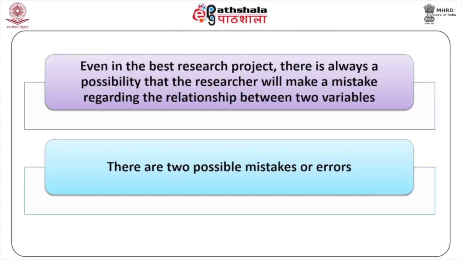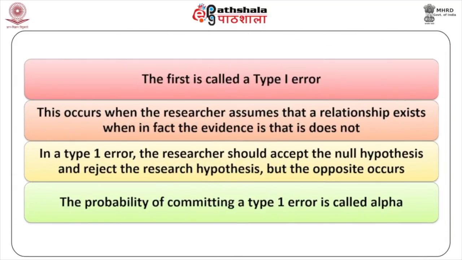Even in the best research projects, there is always a possibility that the researcher will make a mistake regarding the relationship between two variables. There are two possible mistakes or errors. The first one is called the type 1 error. This occurs when the researcher assumes that a relationship exists when in fact the evidence is that it does not. In type 1 error, the researcher should accept the null hypothesis and reject the research hypothesis, but the opposite occurs.